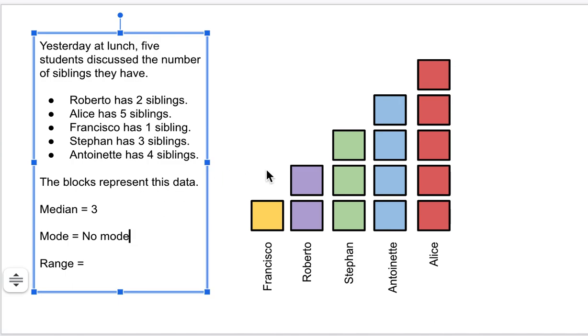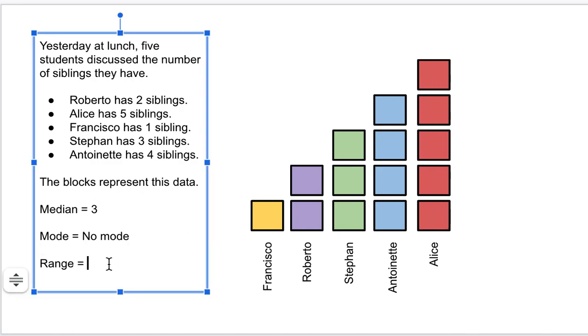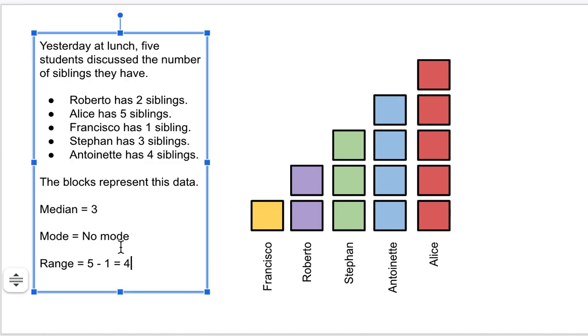Now what about the range? What if we took the largest value, 5 siblings for Alice, and we subtracted the smallest value, 1 sibling for Francisco? Well, our range would be 4. So for this data set, the difference between the greatest value and the smallest value, 5 minus 1, is 4. That's our range. We have a median of 3. There's no mode. We have a range of 4.